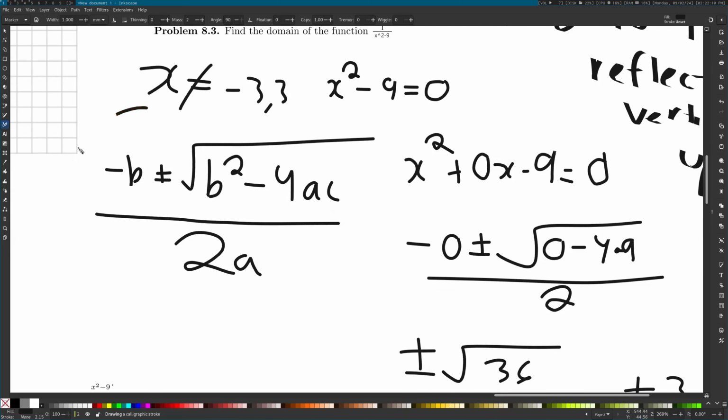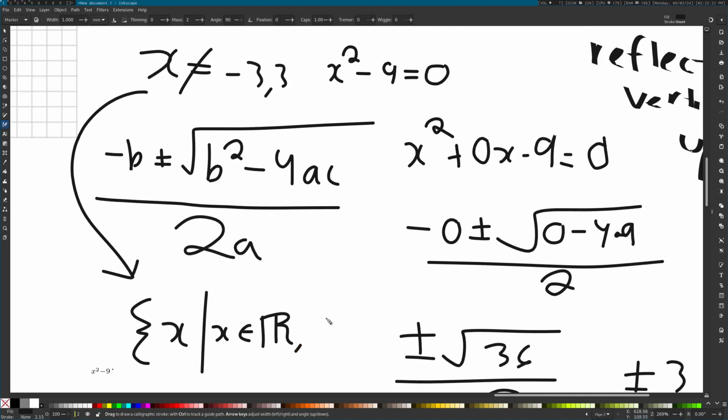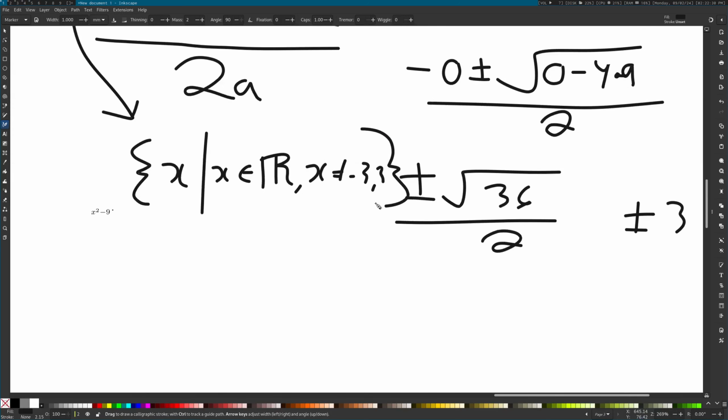Okay, fair. If you write this in set builder, x such that x is a real number, there's your x squared minus 9, and x cannot be equal to negative 3 or 3. Okay, and that concludes the problems.